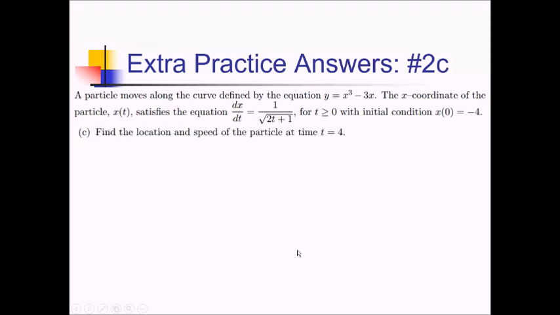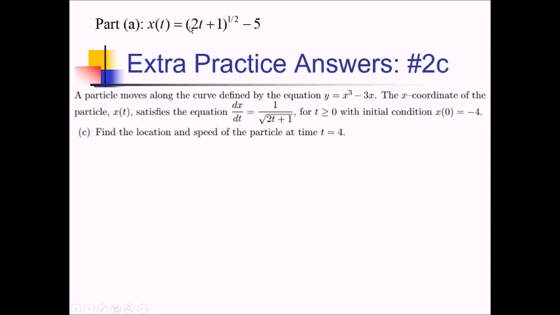On this problem part, they want the location and speed of our particle at time 4. So for this problem, I'm going to need some past pieces of information here. If I need the location, I'm going to need that x of t function that I wrote back in the day.